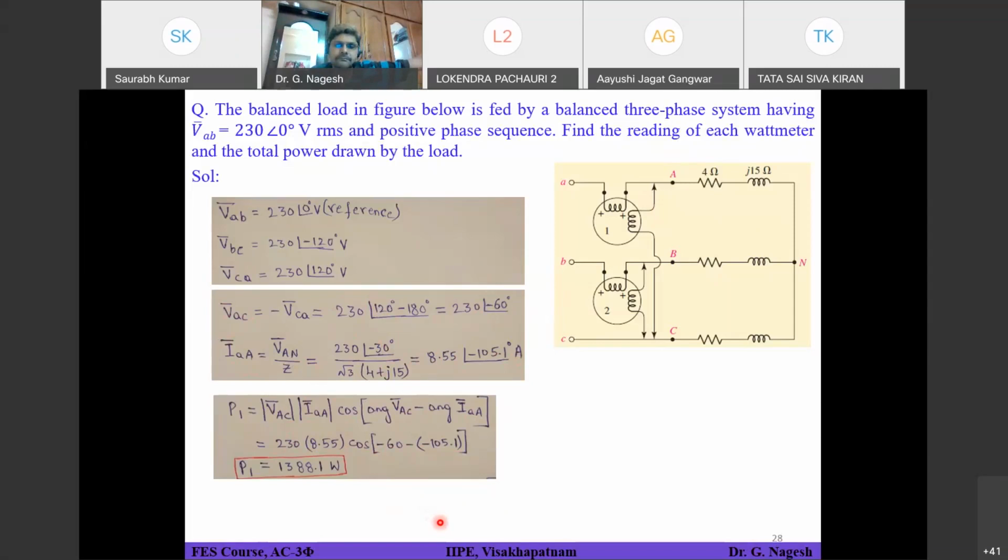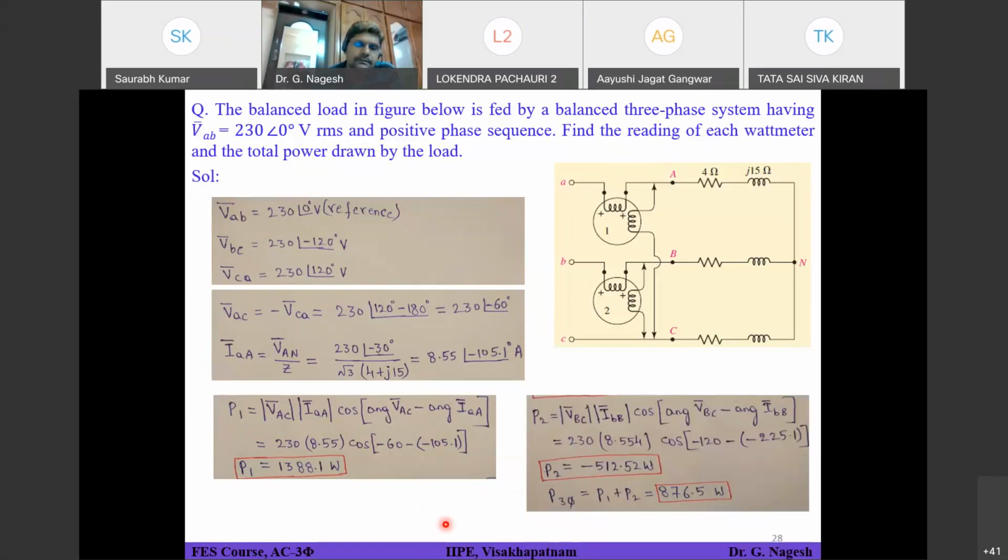Minus 512.5. Okay, so you should get something like minus 512.5. Let's see whether we are getting that or not.